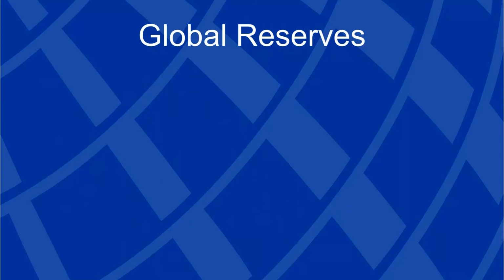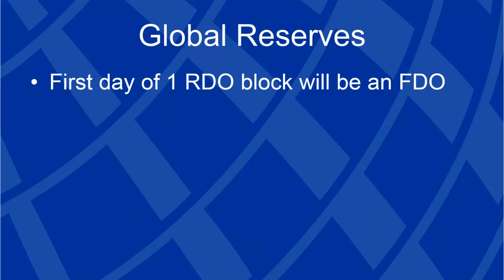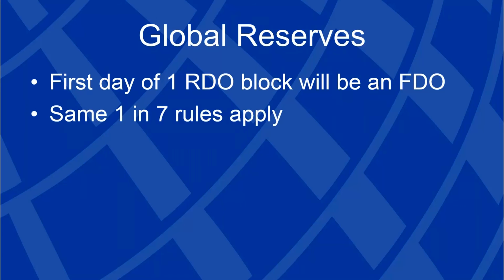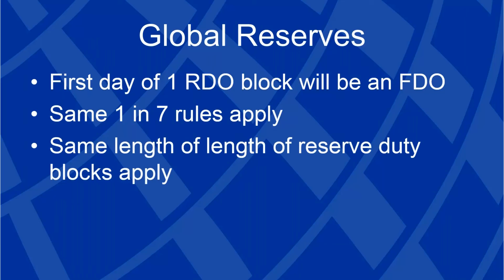In either case, the first day of 1 RDO block will be an FDO. The same 1 day off in 7 provision applies to global bidders, as does the provision that allows for blocks shorter than the normal 3 days of reserve to be awarded at the beginning and end of the bid period.